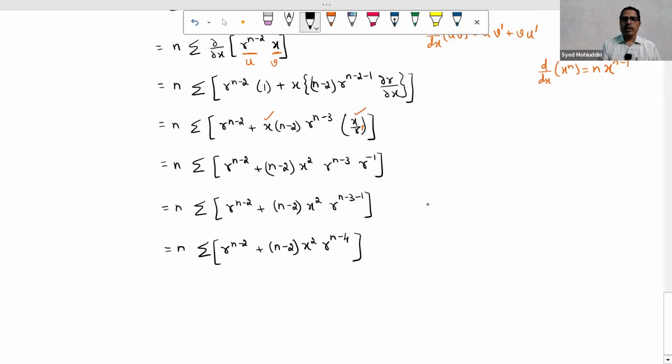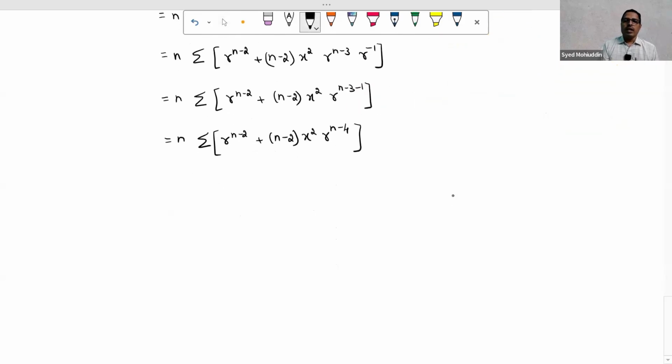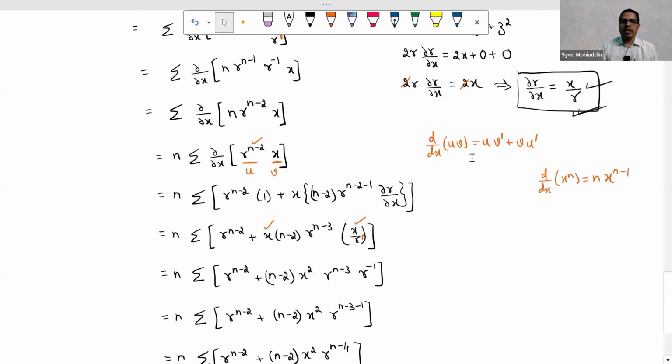Now this simplification is complete. Now you can expand this for y and z. So this expression is only for ∂²/∂x² that I have taken here.